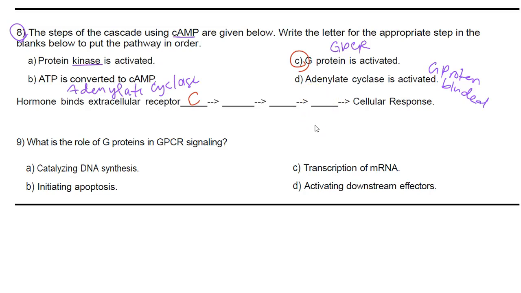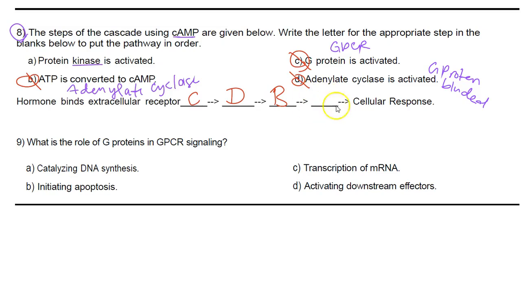Let's continue on. Once that G protein gets activated, what is it going to do? It's going to bind to adenylate cyclase. That's the reason why I wrote my own notes to this, because if it just says adenylate cyclase is activated, you might be like, wait a minute, where's the G protein part? You kind of have to write that out. So we're going to put letter D here. Okay? Once we have our adenylate cyclase that's activated, what's going to happen? It's going to convert ATP to cyclic AMP. So that's going to be our letter B.